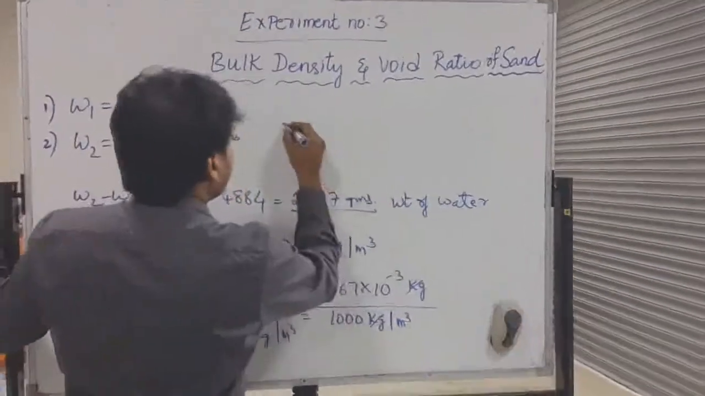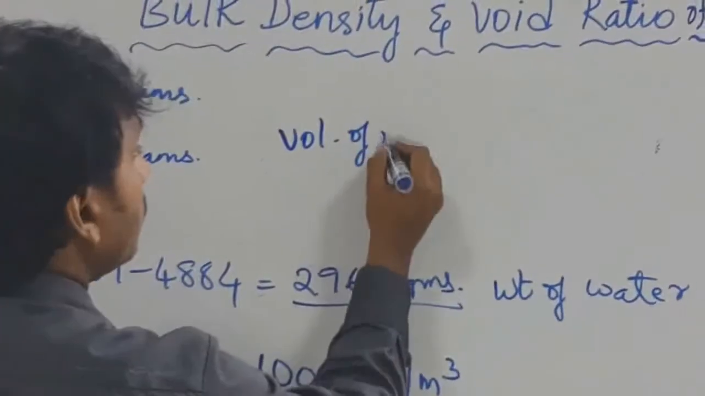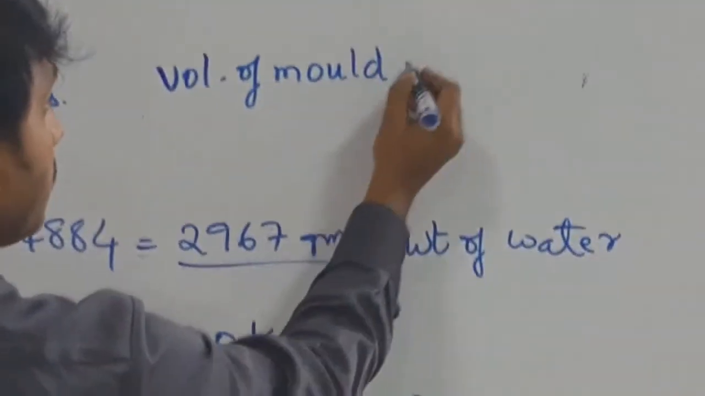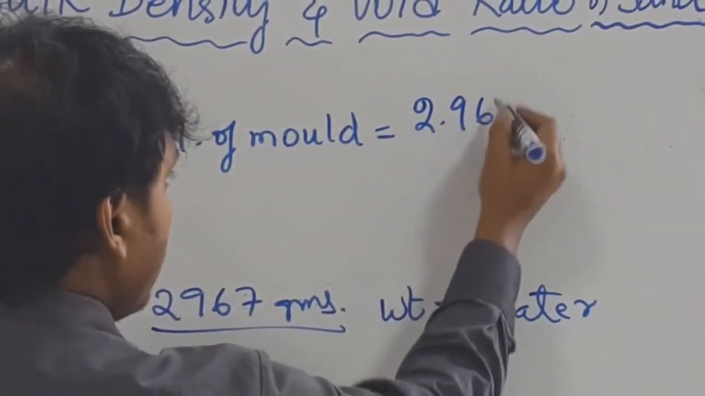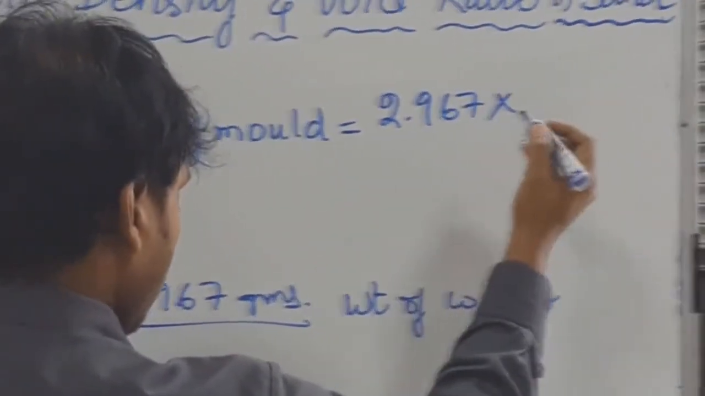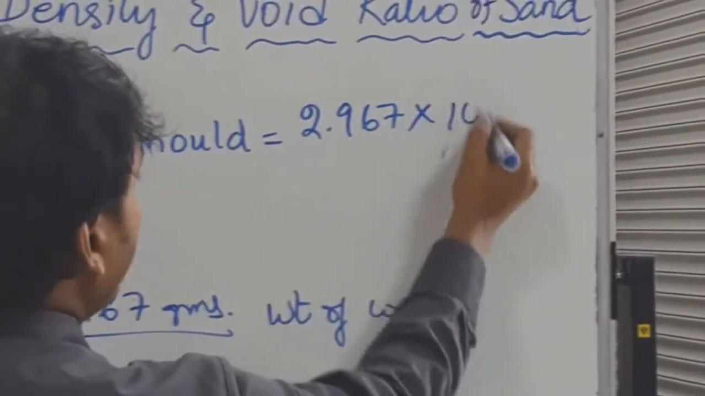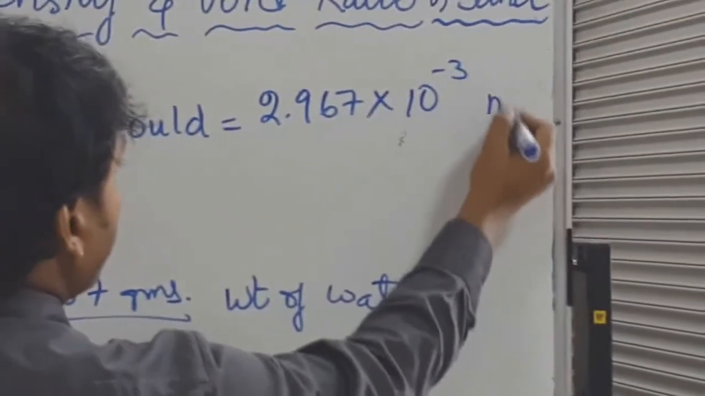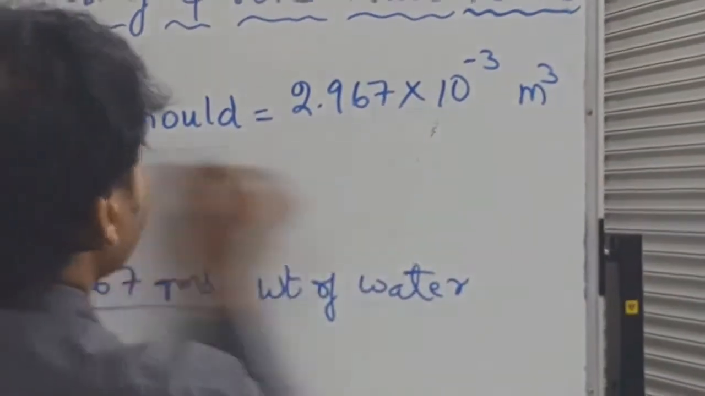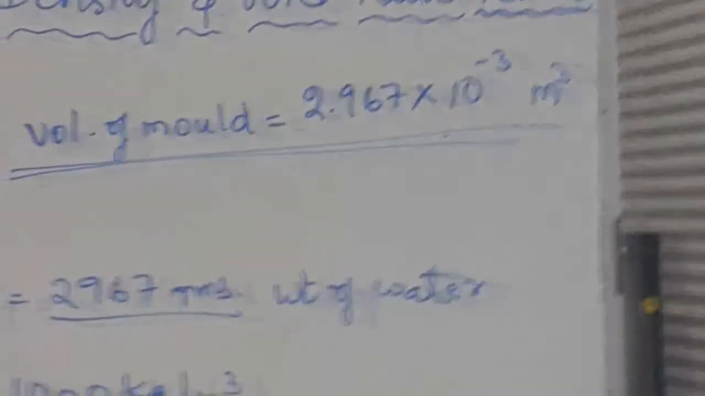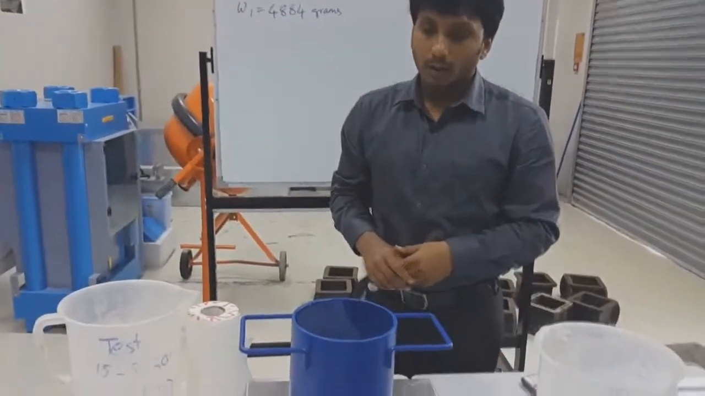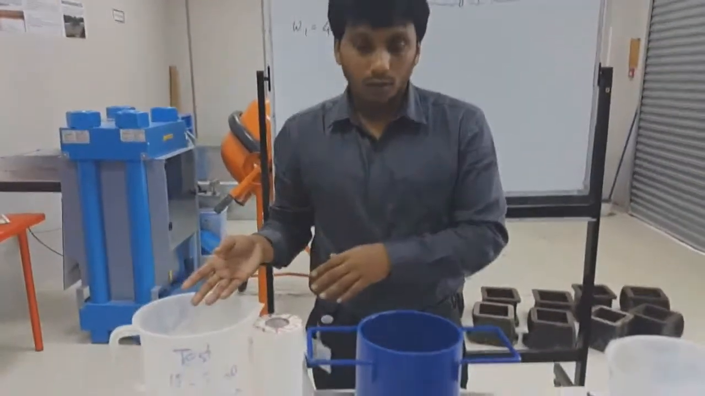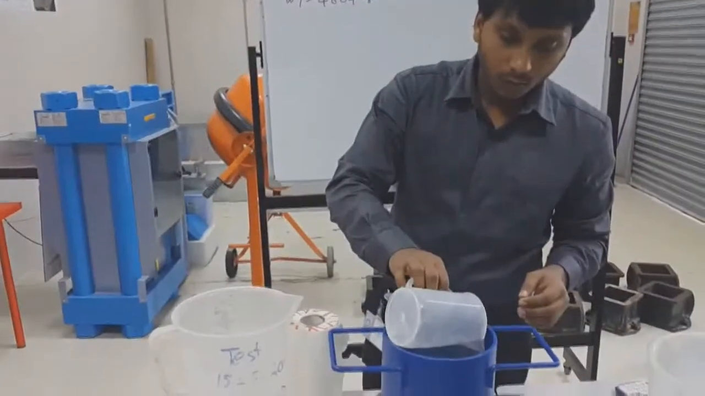I will write it here. Volume of mold is equal to 2.967 into 10 power minus 3 meter cube. This is the volume of the mold. After finding out this volume of the mold, we have to remove all the water. Remove the water from the mold.